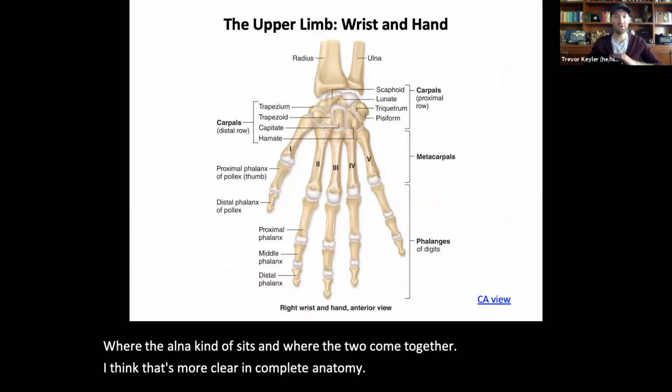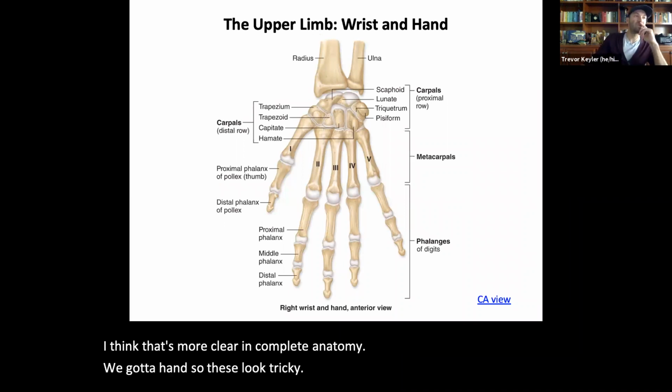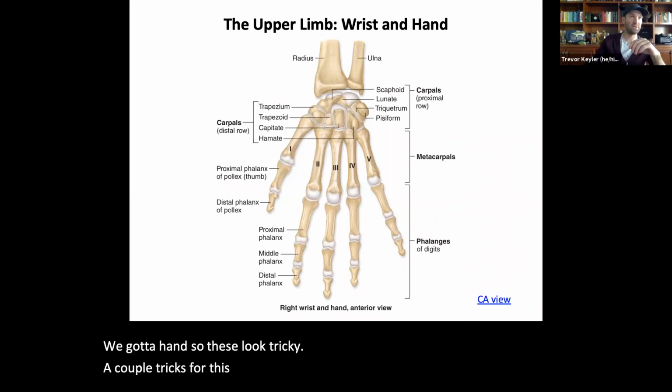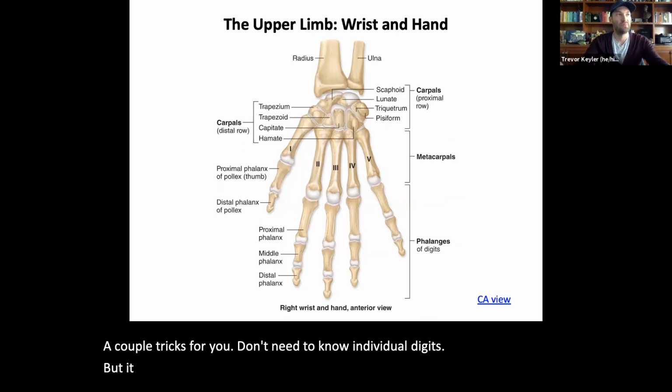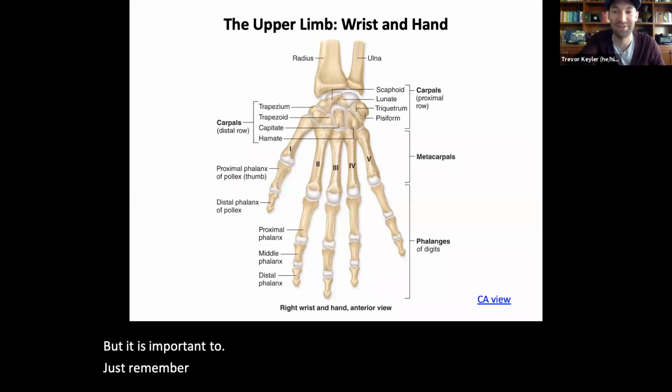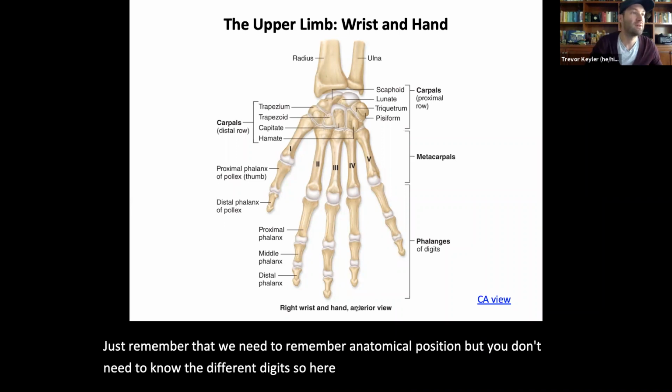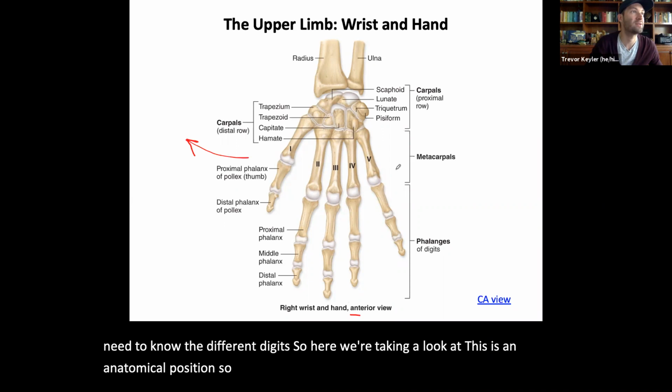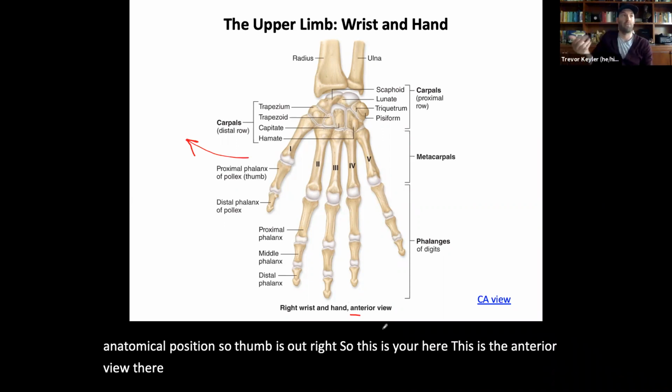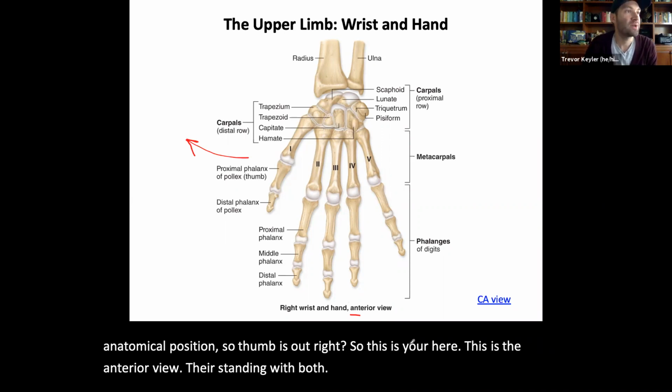Moving on to the hand. So these look tricky. A couple tricks for this. You don't need to know individual digits, but just remember that we need to remember anatomical position. So here we're taking a look at this. This is in anatomical position, so thumb is out, right? So this is your palm here. This is the anterior view. We're standing like this.